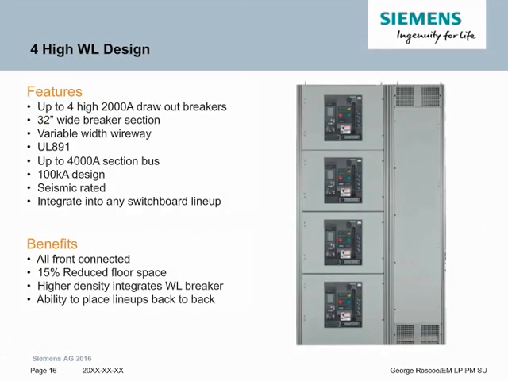The 4-high design is another one of our recent launches. It fits up to 4 2,000 amp drawout circuit breakers in a single section. That section is 32 inches wide, and next to it is a variable width wireway from 20 to 46 inches wide. The wireway is dependent on the number of cables per breaker and the direction of the cables. So mixing an optimal amount of cables at the top and bottom will reduce the width the most effectively.